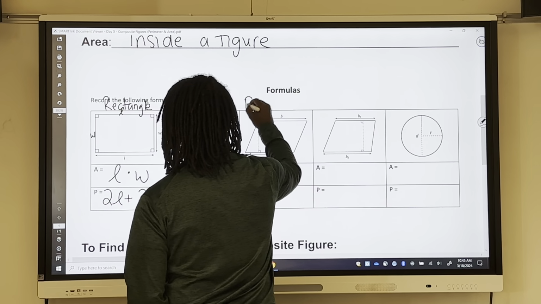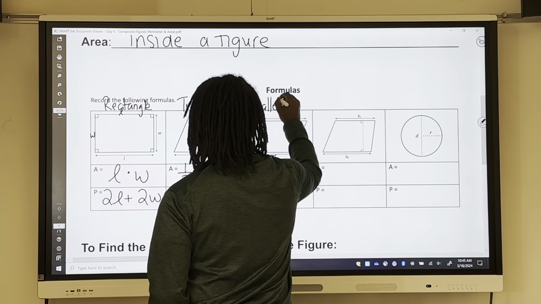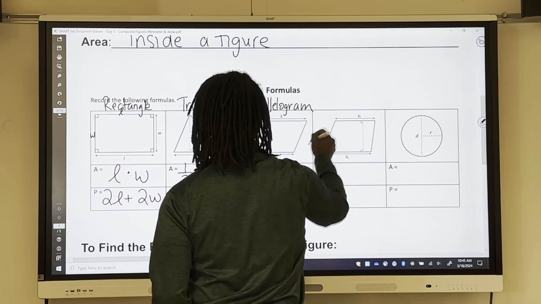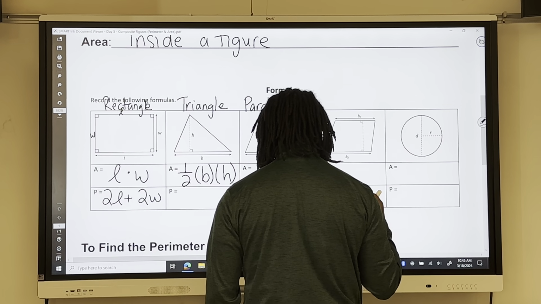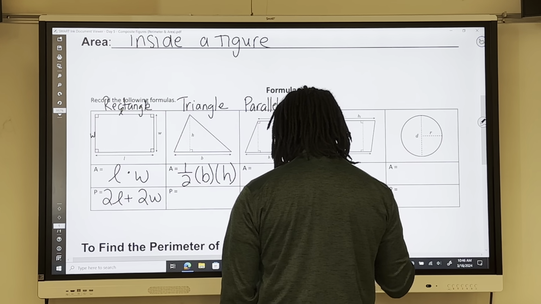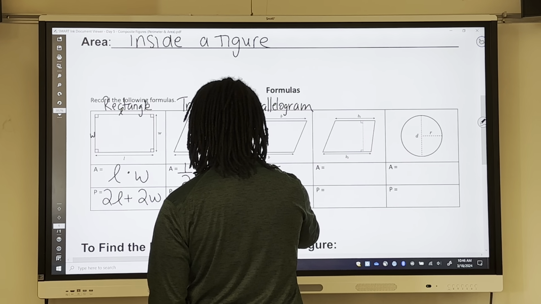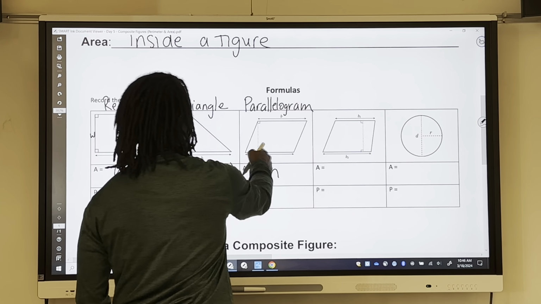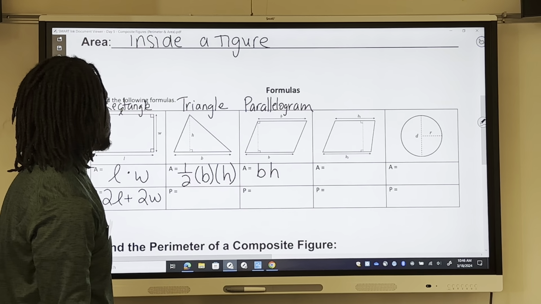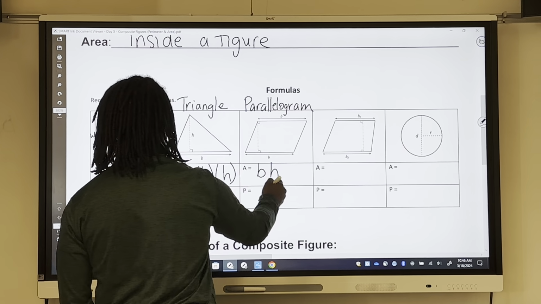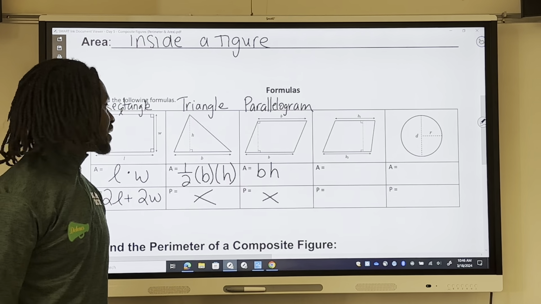Next, we have a parallelogram. For a parallelogram, what you're going to do is multiply the base times the height. So the area is the base times the height, and the bases are the same here. For a parallelogram, there's no formula for perimeter. You're just going to add up all the sides on the outside.